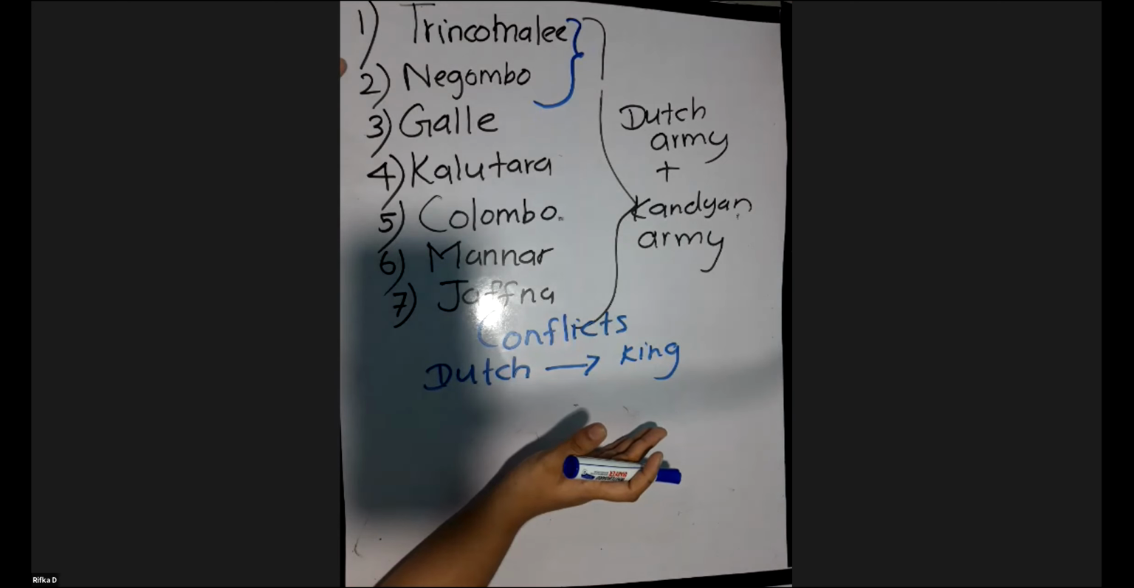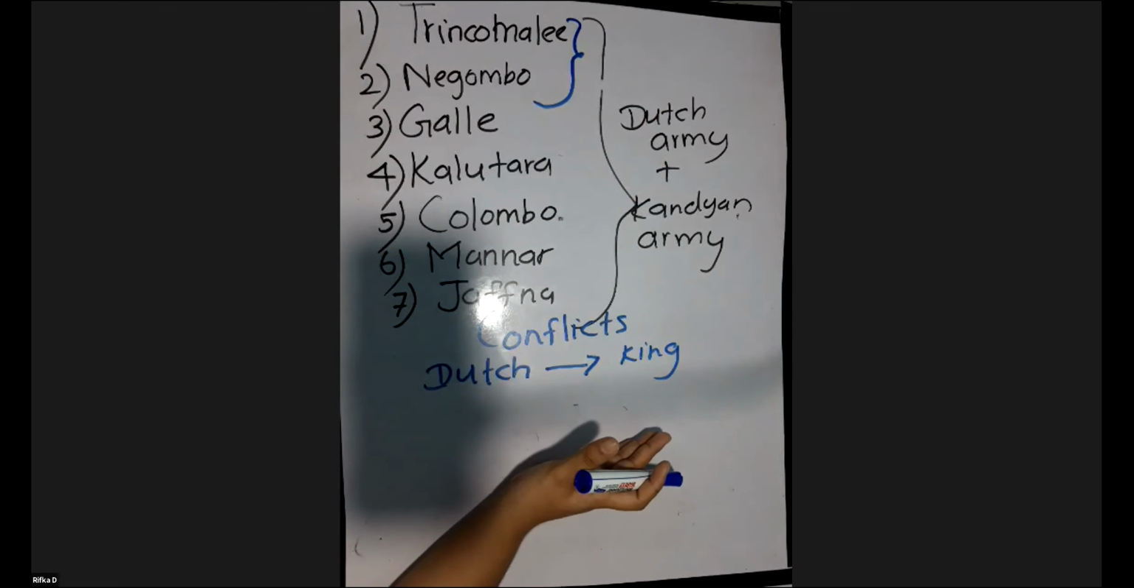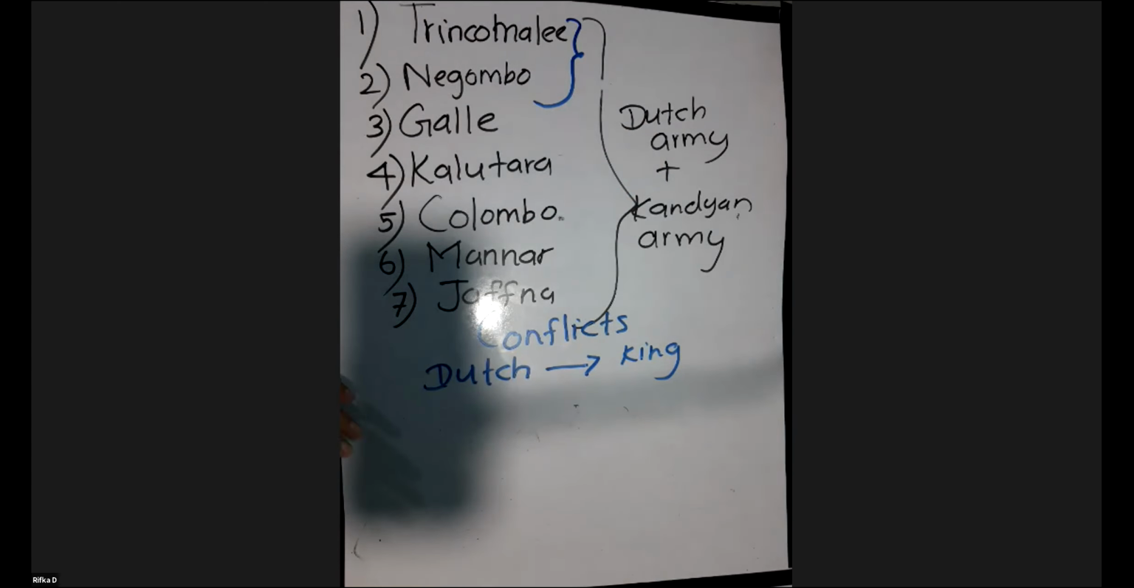So after they captured these two fortresses from the Portuguese, they did not hand over them to the king. Right? So, that's what I said. The Dutch, they were so smart. They acted forgetting the clause in the agreement. So, the Dutch, without consulting the king, deployed their army at the fortresses they captured from the Portuguese.